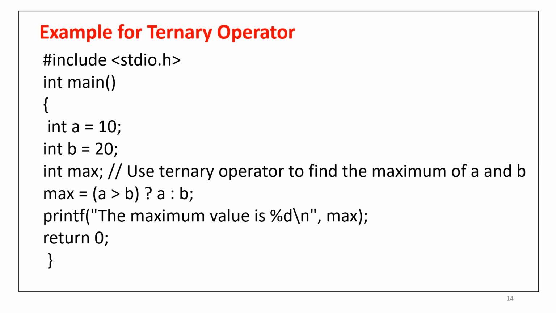In this case, the A value is 10 and the B value is 20. So the condition is false. A is not greater than B. So the B value will be assigned as the maximum value. The B value is 20, so 20 will be displayed as the maximum value.